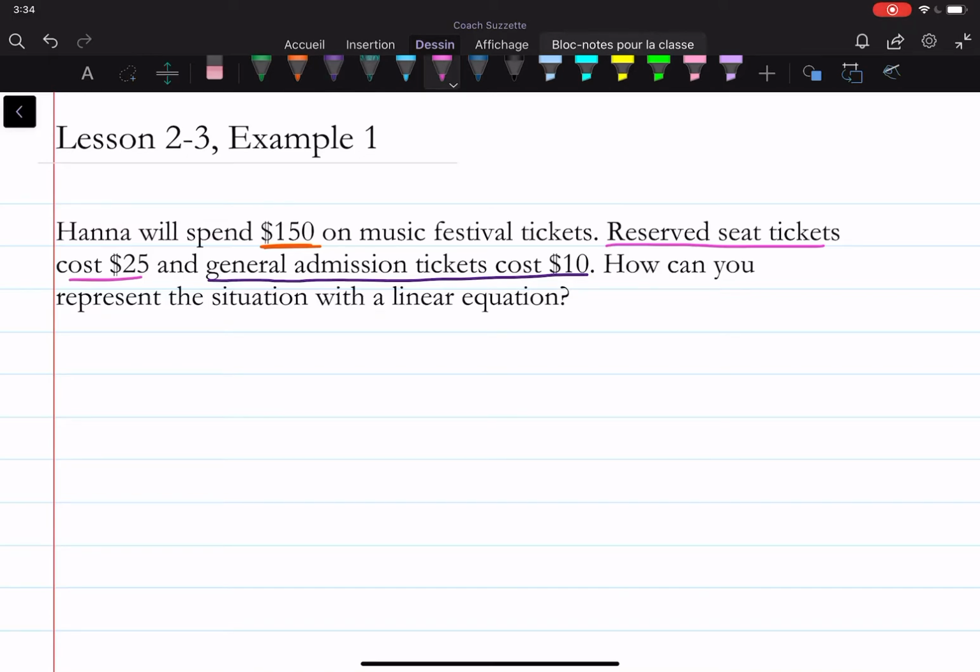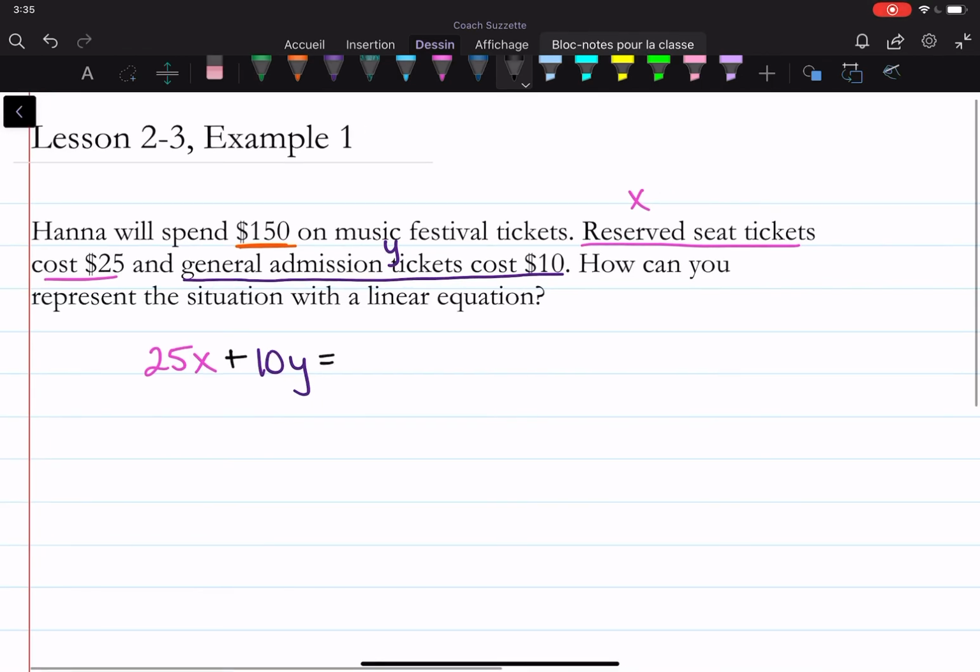So the number of reserved seat tickets, let's call that X, times how much it costs for each one, means that this is the total amount for reserved seat tickets. And then if we add in the number of general admission tickets, let's call that Y, and the cost for those, 10Y. So that means that this is the total amount for general admission tickets.